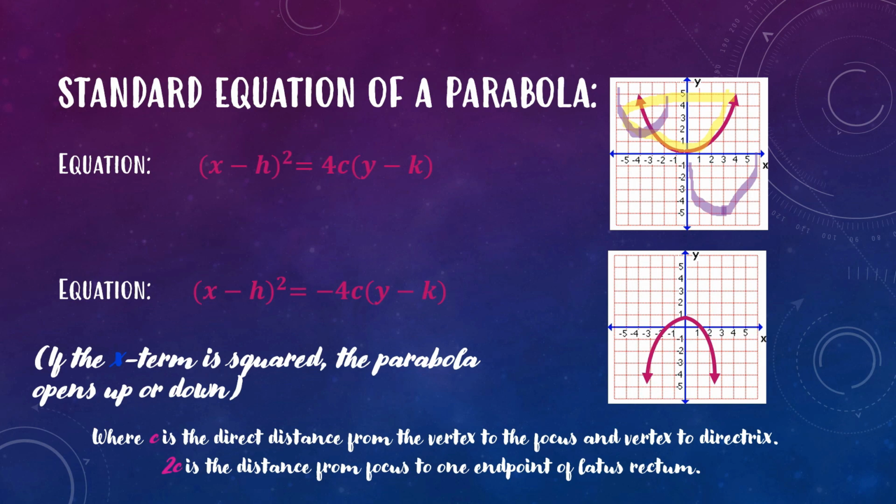Okay. If it opens upward, the standard equation should look like this: we have quantity of x minus h squared that is equals to 4c times quantity of y minus k. Now, if your equation looks like this, quantity of x minus h squared that is equals to, but the sign of your 4c is negative, we have negative 4c times quantity of y minus k.